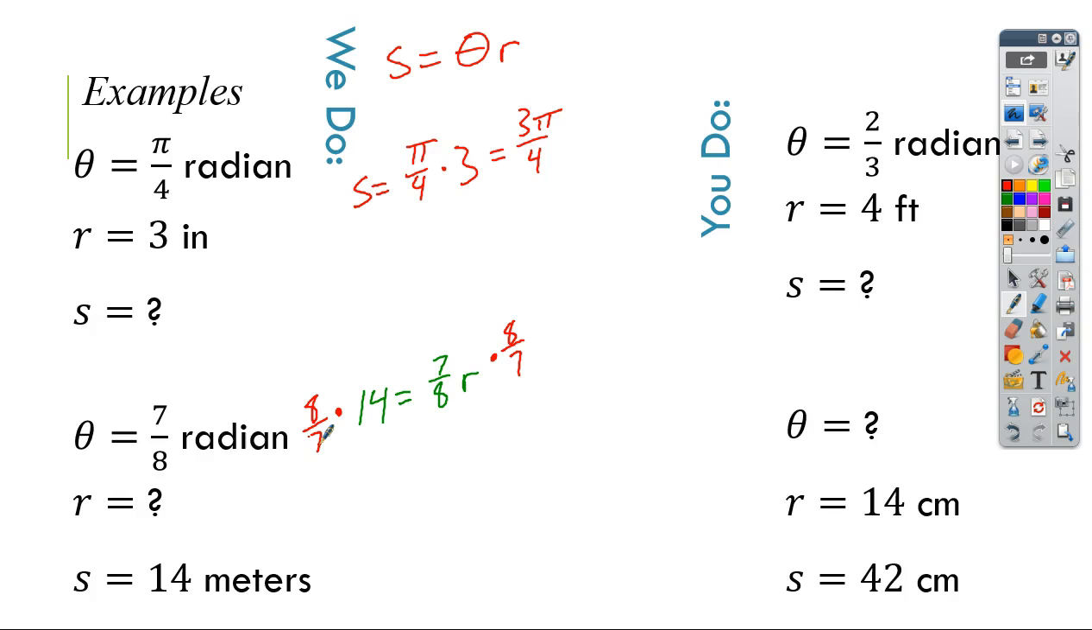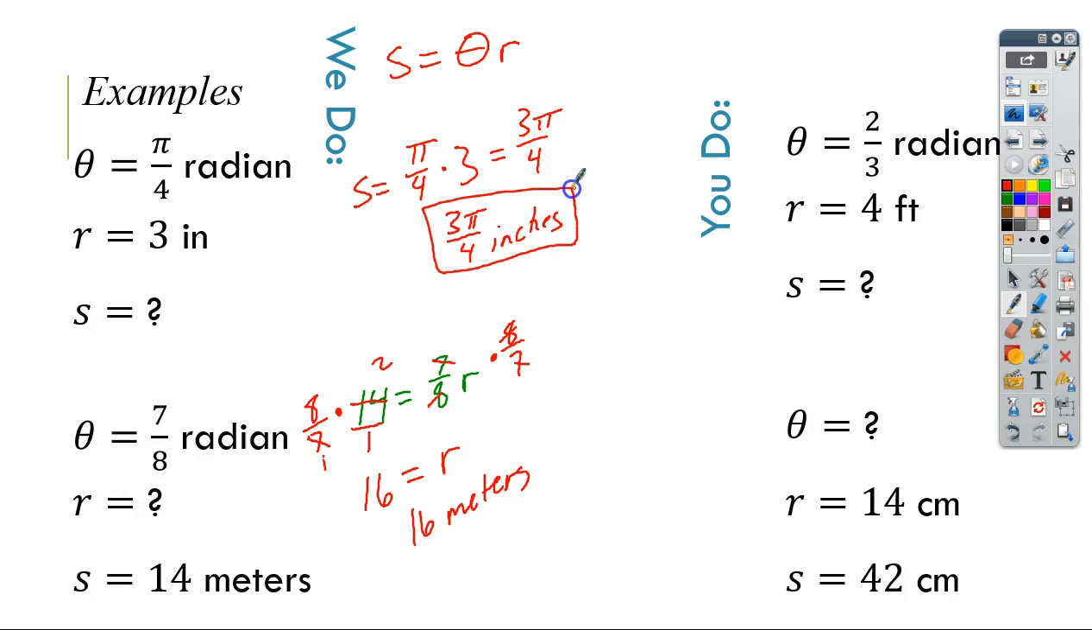All right. And when I do this, I can pretend that's a 14 over 1. I know that 7 goes into 14 2 times. So 8 times 2 is 16, which is equal to, well, the 8 and the 7s cancel out, my radius. And what do you think my 16 what? It's going to be 16 meters. Forgot to discuss this up here. My distance traveled is 3 pi over 4 inches. Units are going to be very, very important with this. So we need to make sure that we include them in our examples.